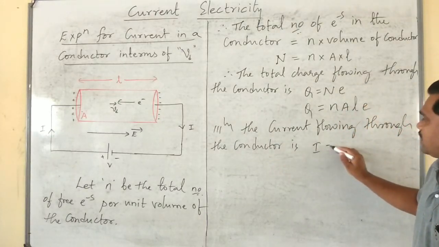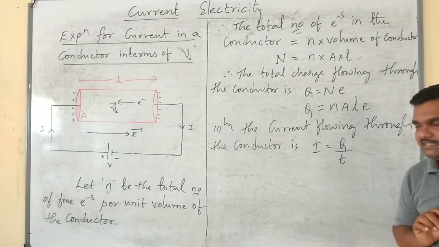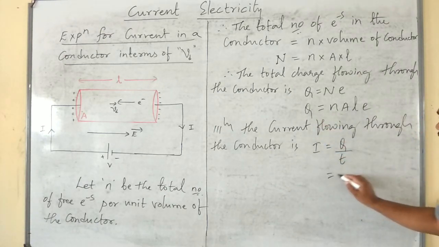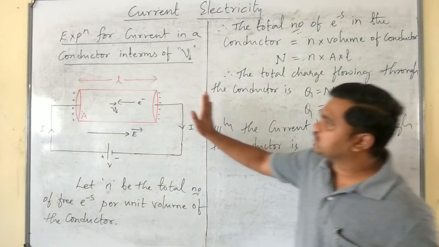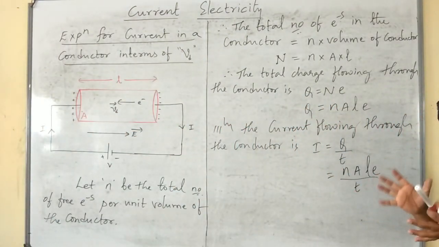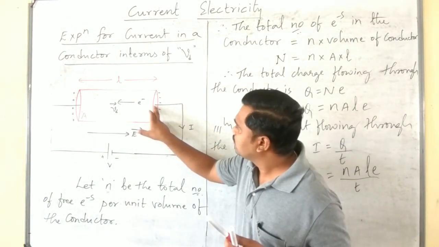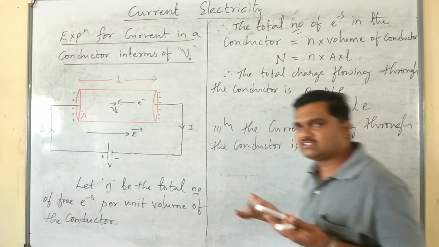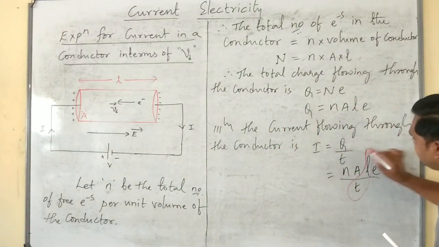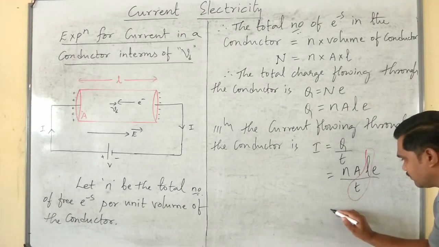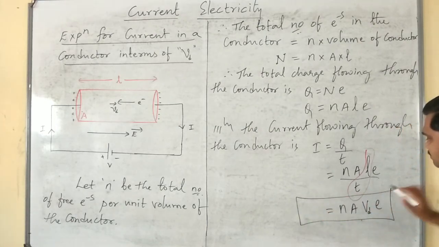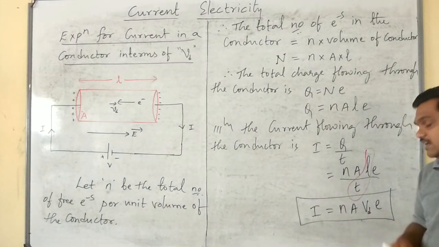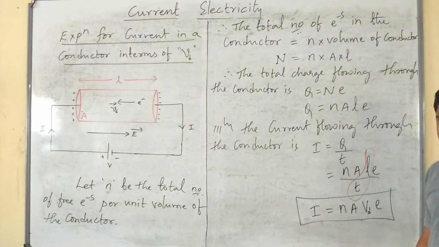We have this formula, I is equal to Q by T, isn't it? So write the value of Q here. What you get here is n A L e divided by t. Here, L is the total length of the conductor and t is the time taken by the electrons to flow from this end to that end. So it is nothing but L divided by t. I can replace it with drift velocity. Therefore, it gives you n A v_d e. This is the expression for electric current flowing through the conductor in terms of drift velocity.